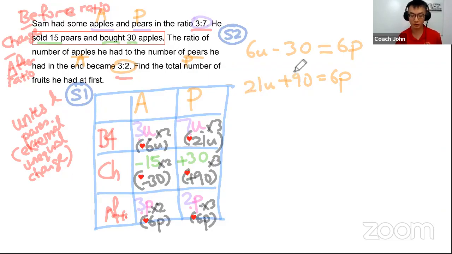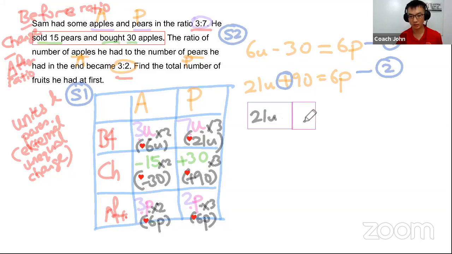Let me solve first before I answer any question. Right now, we have equation 1 and equation 2. And it's always easier to look at the plus. So if you are to do a model, we have 21u and 90, and here we have 6 parts.